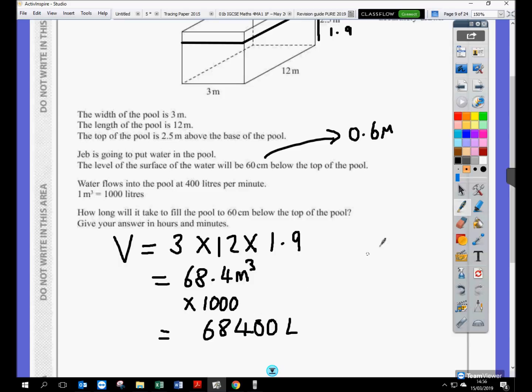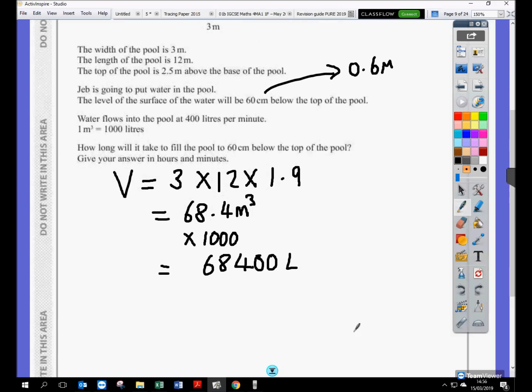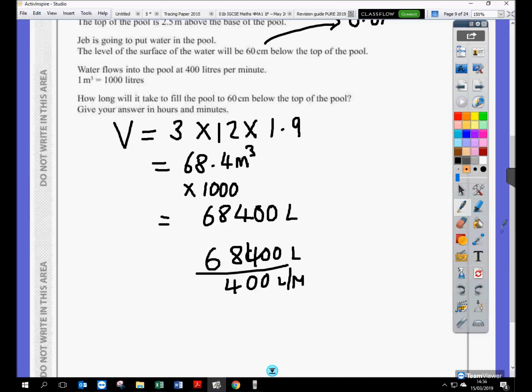Okay. Now, the water flows in at 400 liters per minute. So 400 liters for every minute. If we divide 68,400 by 400, remember this is liters and this is liters per minute. What it's going to do is work out how many minutes it takes to fill the pool.